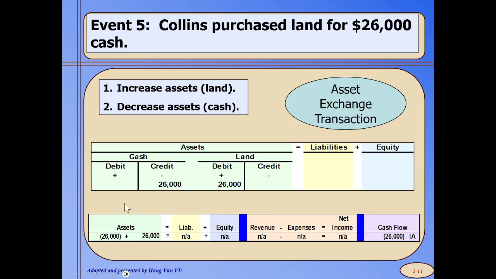So here you see the two sides, the asset with the cash and land, the total amount of assets unchanged. No effect on liability and equity, no effect on income statement, but we have investing activity with a cash flow outflow of 26,000 because it's an asset exchange transaction.